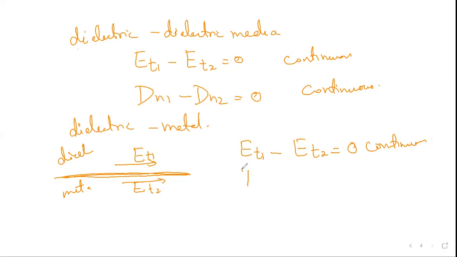But dN1 minus dN2 will be equal to rho s. There will be some free charge at the interface. So the normal components will have a discontinuity, which amounts to the free charges. Okay. So this is the boundary condition for the electric field.